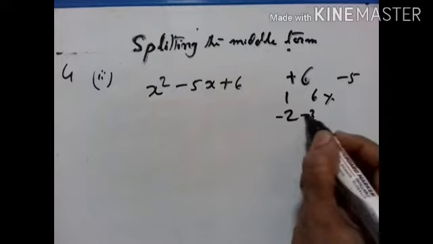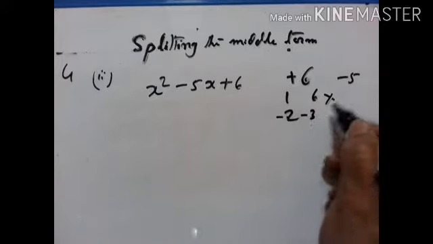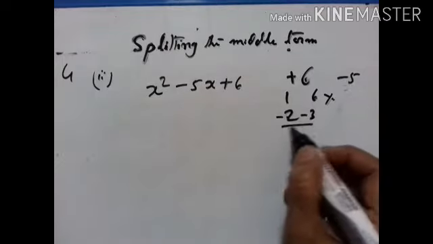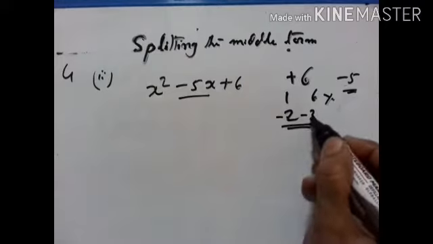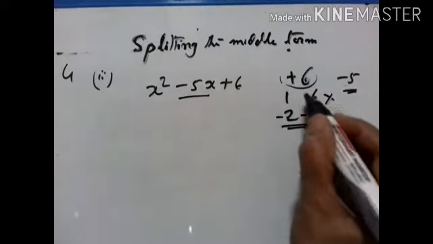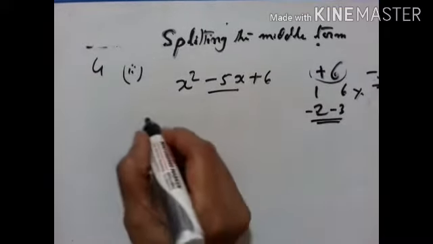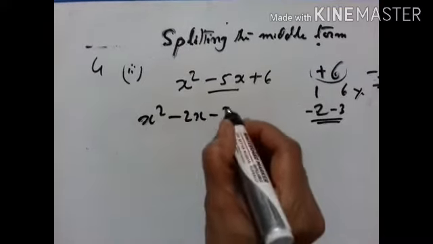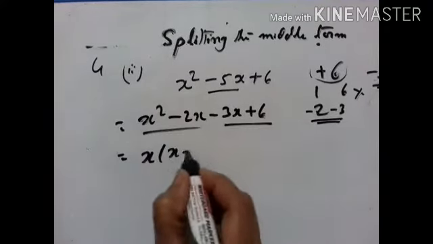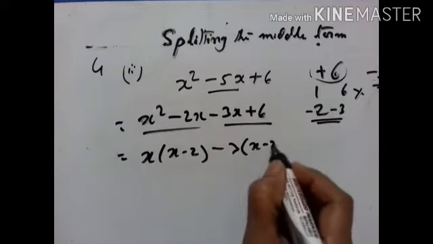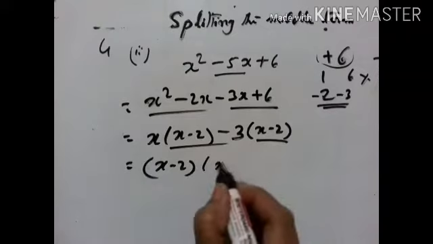So minus 2, minus 3. Minus 2 into minus 3 is equal to plus 6, and minus 2 minus 3 is equal to minus 5. When we add these two, we should get the middle term. When we multiply them, we should get this. So let us take minus 2 and minus 3 now. x squared minus 2x minus 3x plus 6. x into x minus 2 minus 3 into x minus 2. x minus 2 is common, x minus 2 into x minus 3.